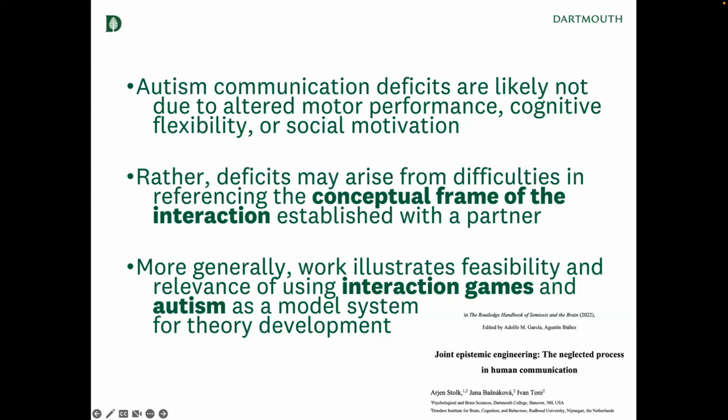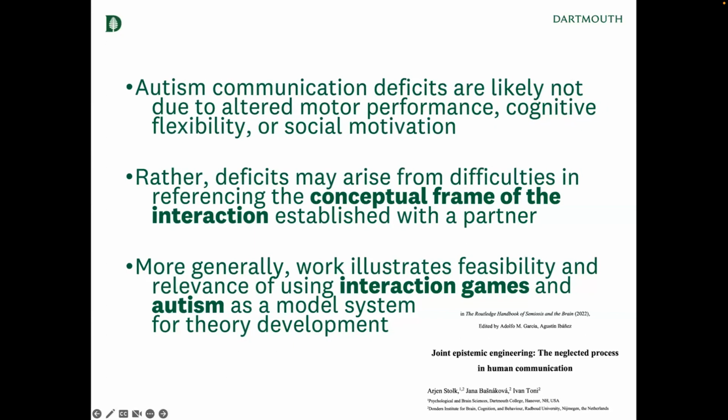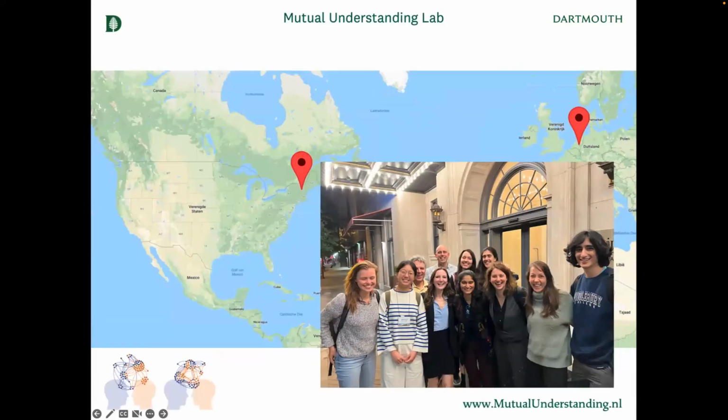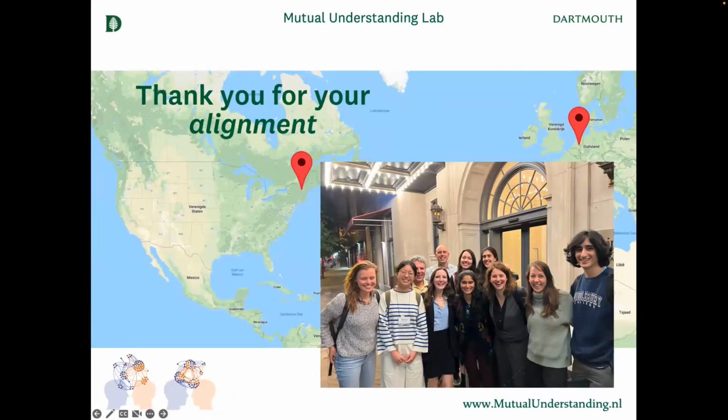If you're interested in more theory, more than I could go into here, I recommend you take a look at a recent book chapter we wrote, Joint Epistemic Engineering, the Neglected Process in Human Communication. As the title hints at, it's written for a philosophical crowd, but I hope you'll still be able to make sense of it. It also discusses our neural observations. Now, on that note, I'd like to thank you for your alignment.